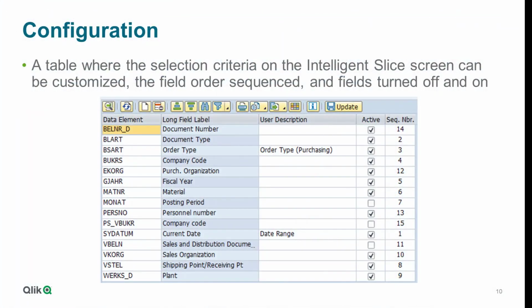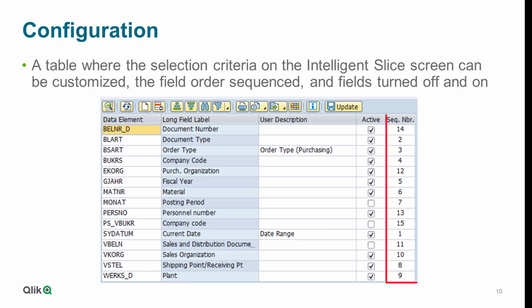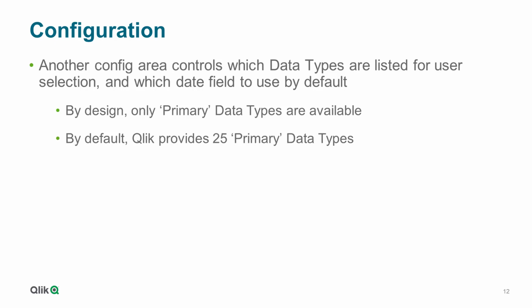There are 2 config areas relevant to Intelligent Slice. The first area is where the selection criteria displayed on the Intelligent Slice screen can be customized by adding or removing fields, sorting the sequence for how the fields are displayed, and turning off and on the fields as needed. The second config area controls which data types are available for user selection and which date field is used by default. Intelligent Slice is intentionally designed so that only data types defined as primary are available for selection.